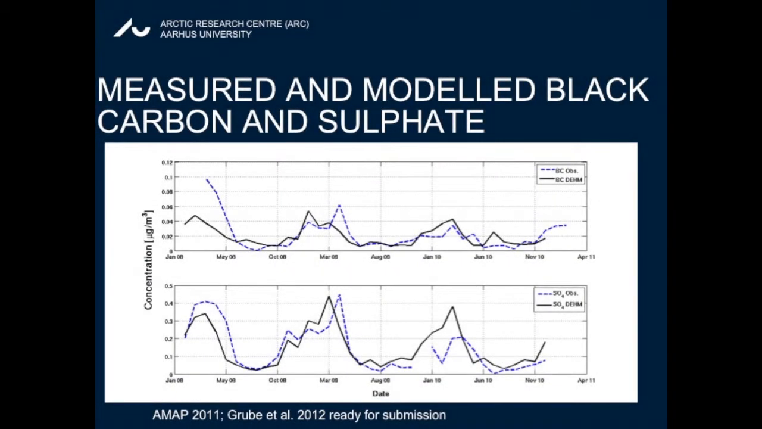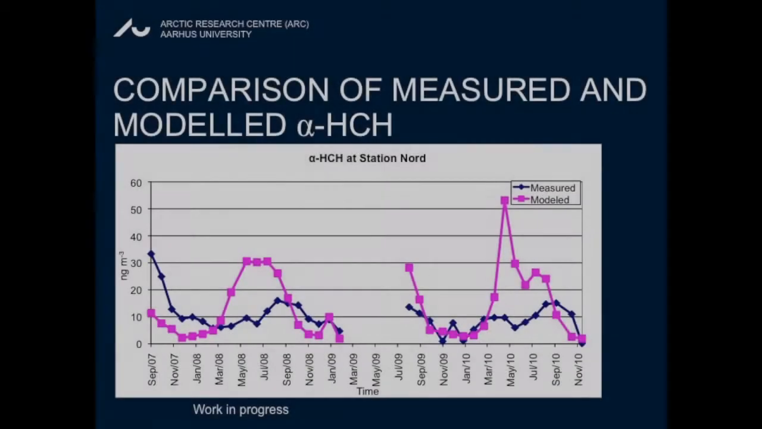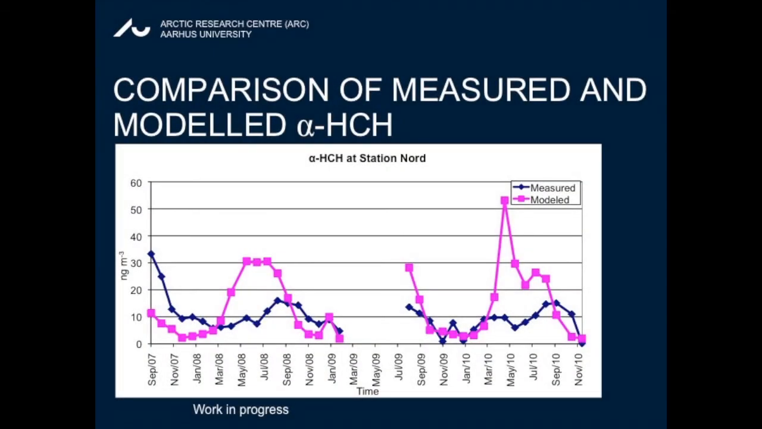We have a comparison of our sulfur compounds with the model and measured values, and you can see we have quite good comparison. And similarly, for black carbon, we also have very good comparison with the DEHM model. Taking another species, alpha-HCH, you can see the comparison is not that good. The other ones shown previously are very transport mediated, whereas this one is emission from the sea surface.